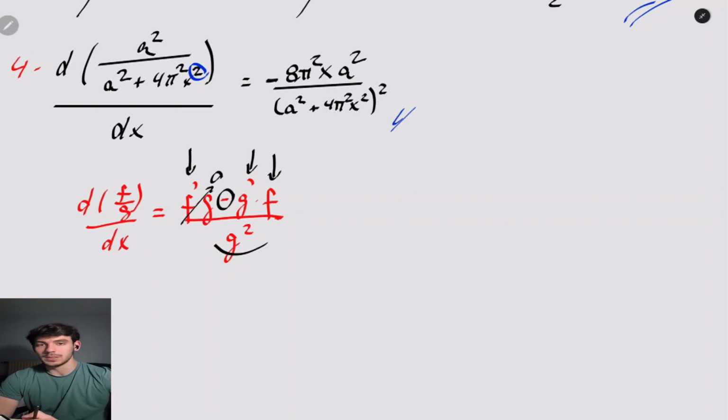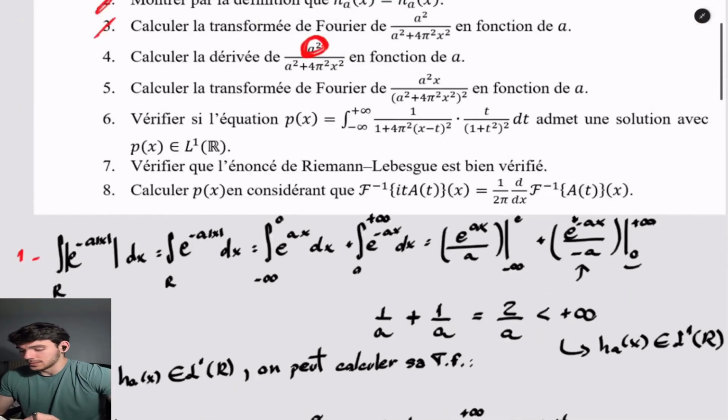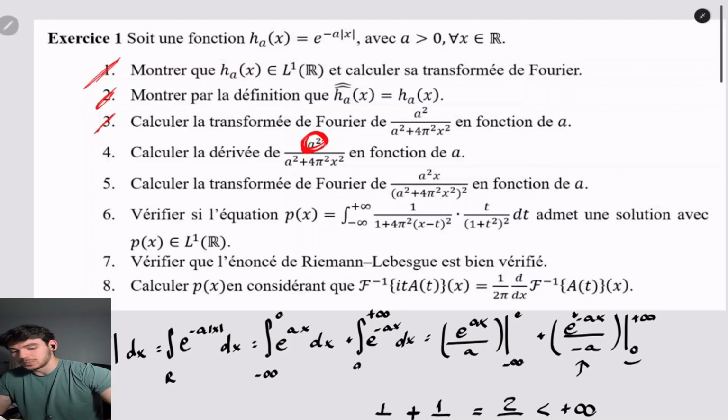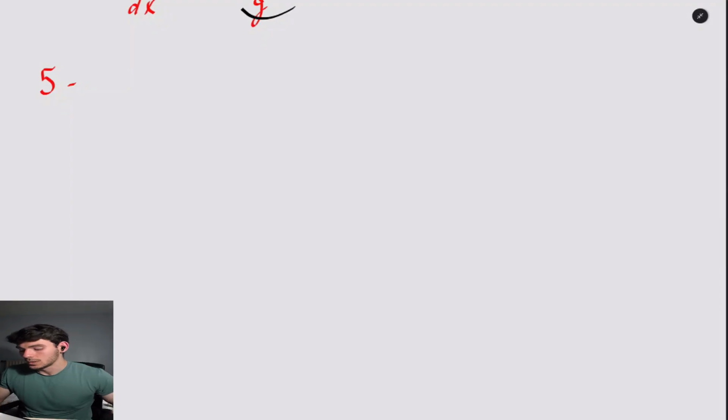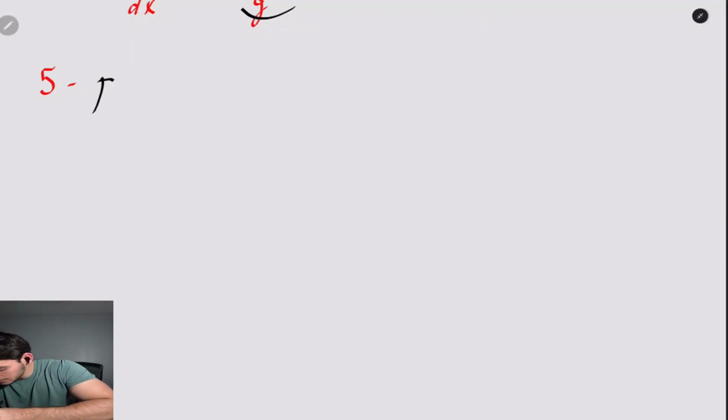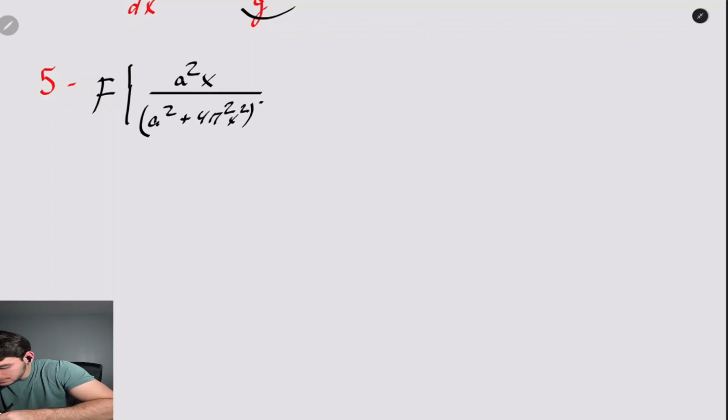It's just a simple derivation. You're probably asking why we're doing this, and the answer is what I just said a few minutes ago. We're probably going to use this result on the next question. So question 5, we need to calculate the Fourier transform of a squared x divided by that thing. All right. Okay, so question 5, we need to calculate the Fourier transform of a squared times x divided by a squared plus 4 pi squared x squared, all this squared.